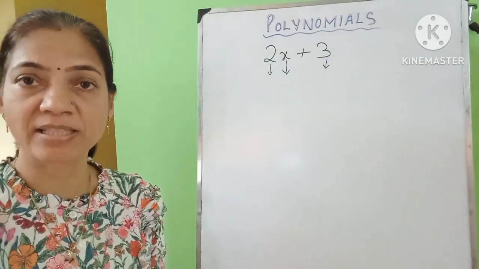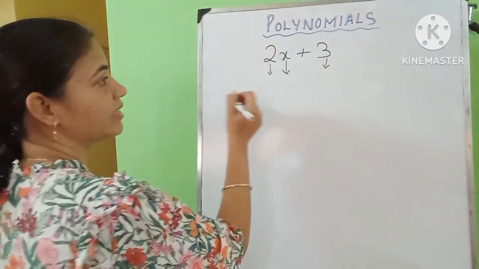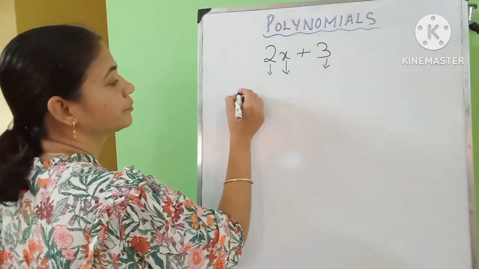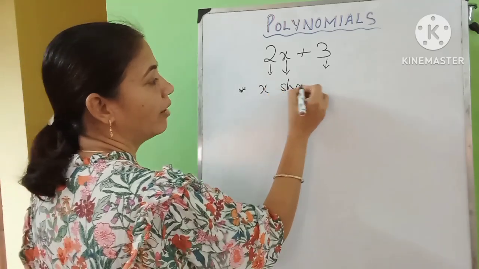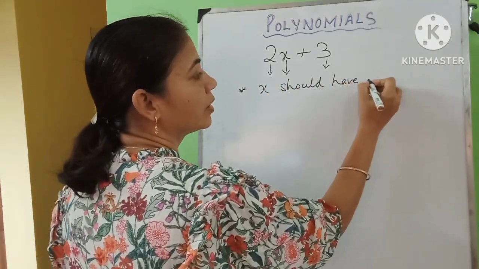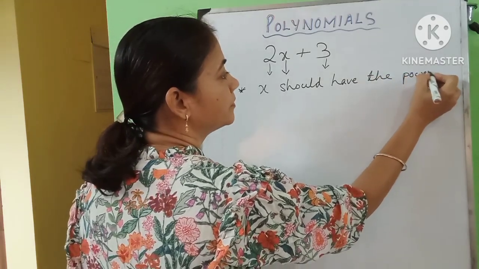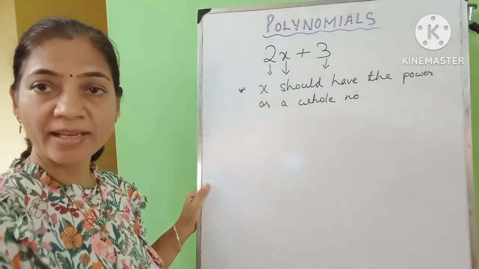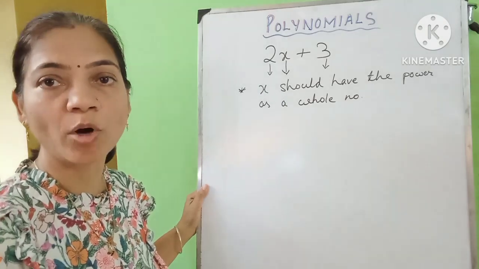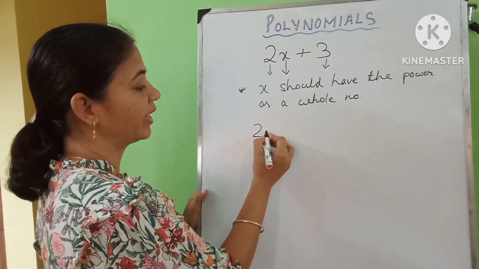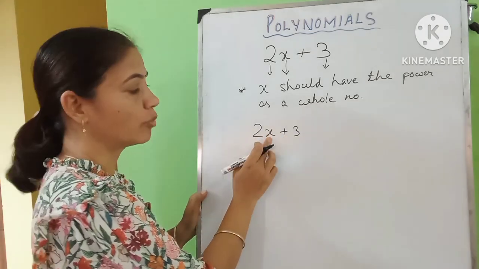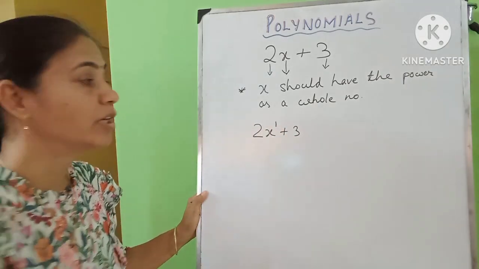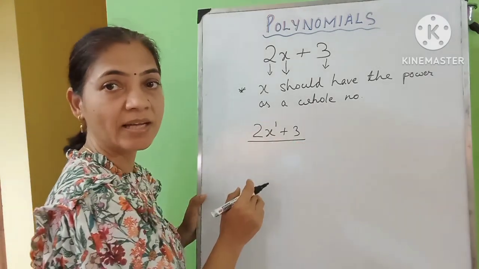Then what are polynomials? The condition for an algebraic expression to be called a polynomial is that x should have the power as a whole number. The power of x, or the variable in this expression, if it is a whole number, it will be a polynomial. What do I mean by it? Right now the expression which I have taken is 2x plus 3. What's the power of x over here? Here the power of x is 1. Nothing is written means x is taken one time. So the power of x is 1, so over here it will be called a polynomial.